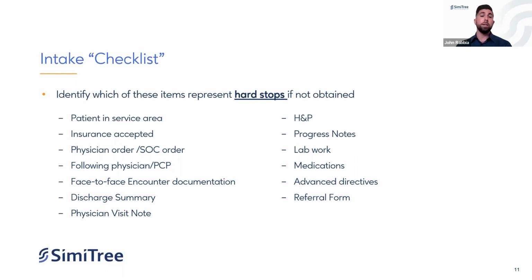Then the other items, in terms of your referral documentation, is information that's helpful for whoever the clinician is going in to do your admission visit or your start of care visit. Other referral information, including the discharge summary, physician notes, history and physical, progress notes, labs, med lists we're certainly going to need, advanced directives, and other referral demographic forms. So determine need to know versus nice to know as you're designing your workflow and your hard stops.